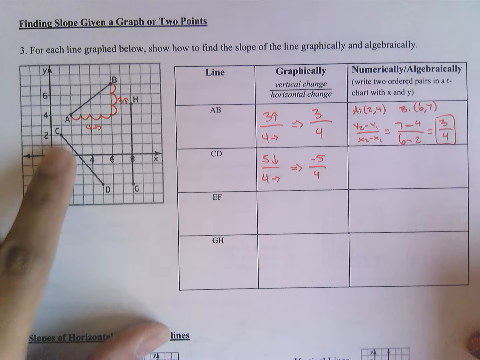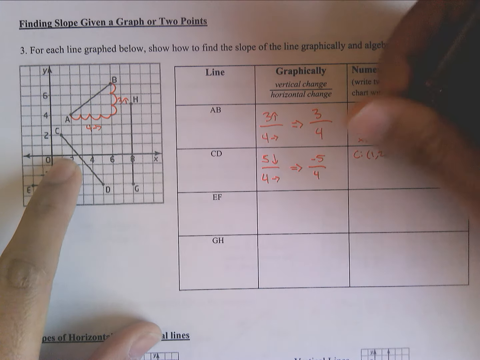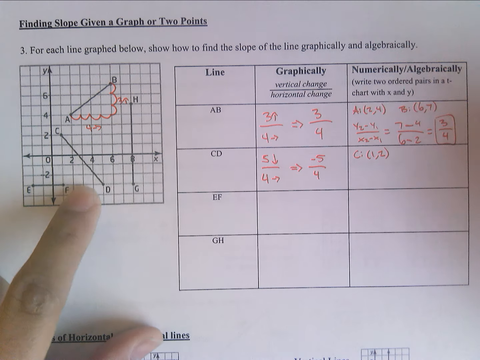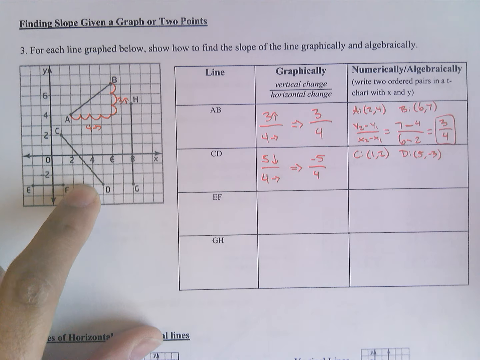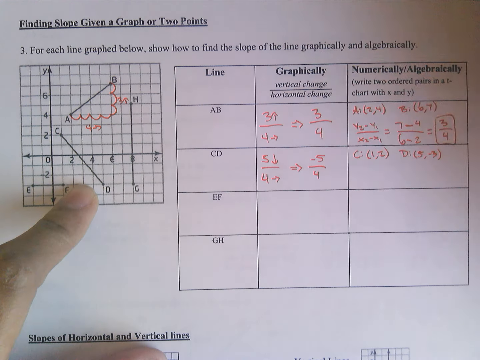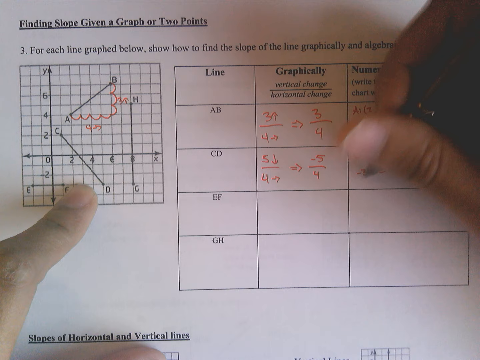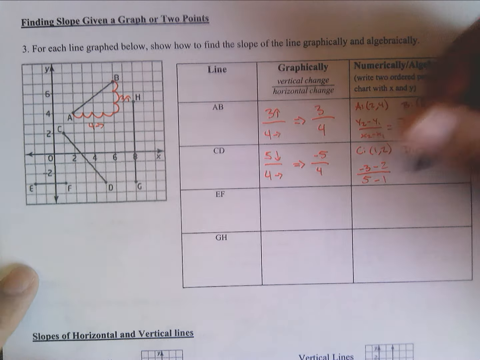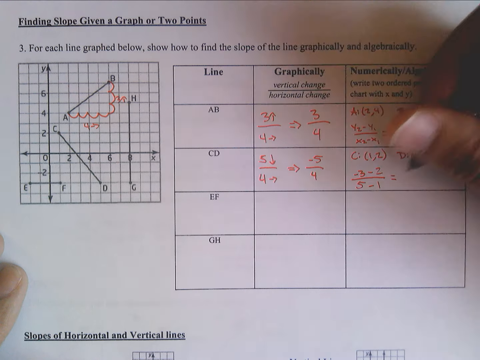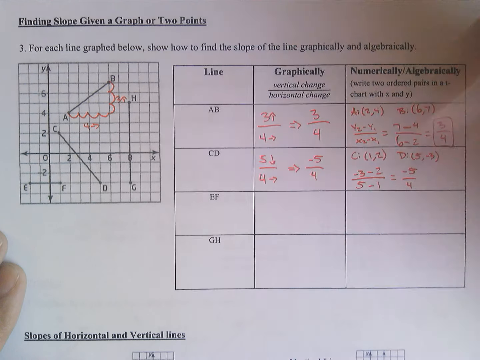Numerically, we can find the coordinates. C is at the point 1, 2, and D is at the point 5, negative 3. Using our slope formula, we have y2, negative 3, minus y1, 2, over x2, 5, minus x1, 1. We have negative 3 minus 2 is negative 5. 5 minus 1 is positive 4. And we get the same slope, negative 5/4.